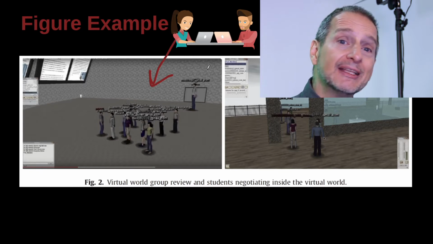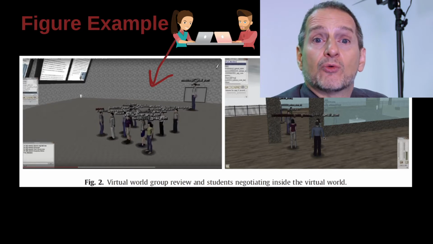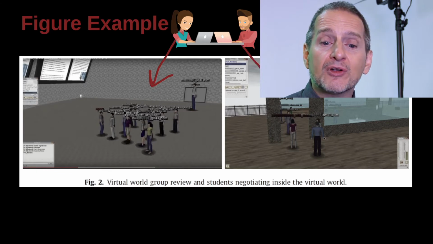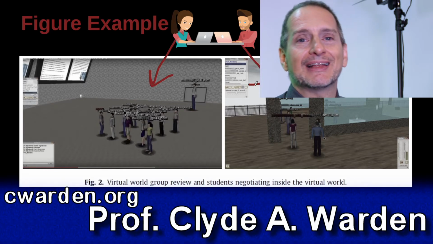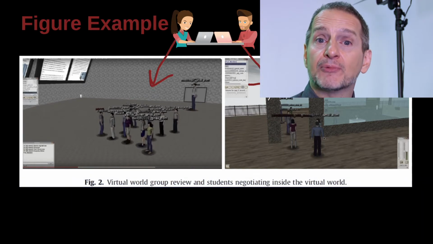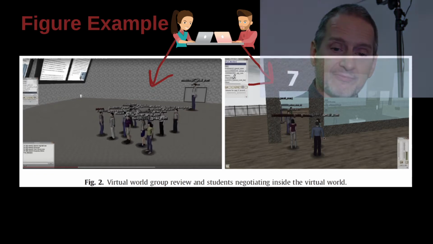Now I can try to explain that by saying what? By saying virtual world, by saying computer world, by saying inside the network. But how can I explain that? Clearly, not easy. A picture is worth 1,000 words, and this is a perfect example of a figure.